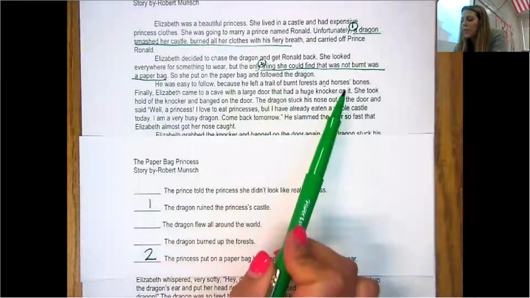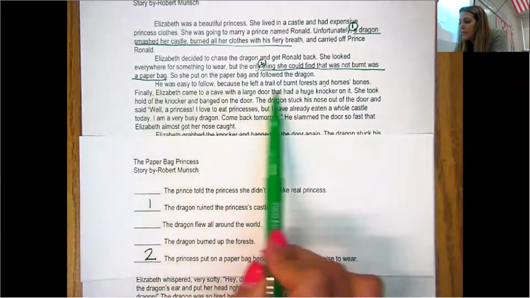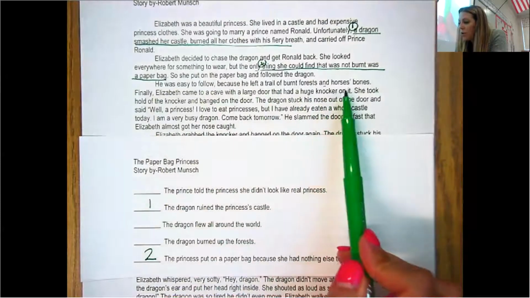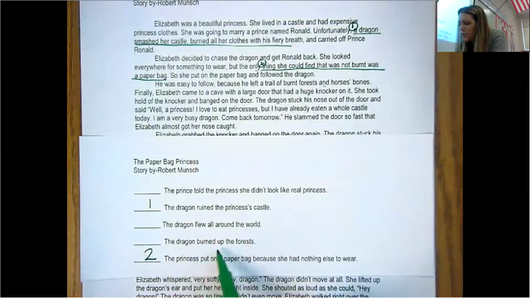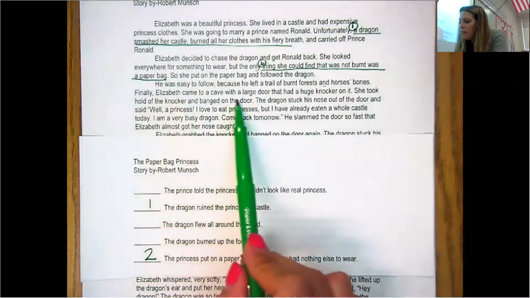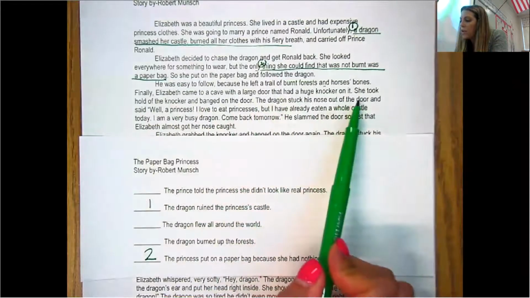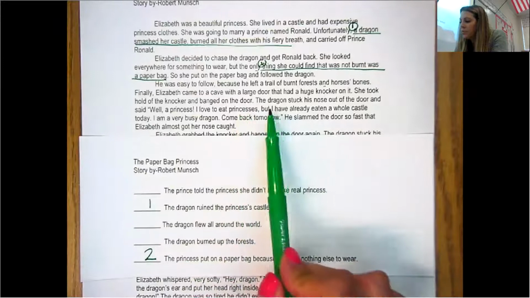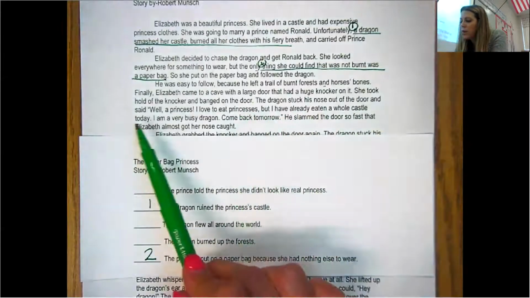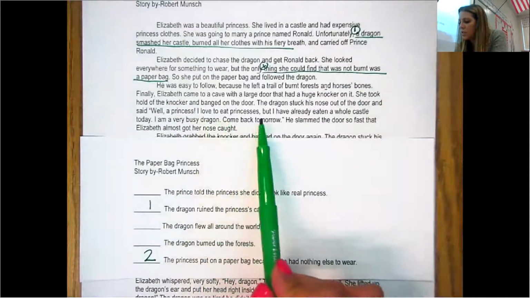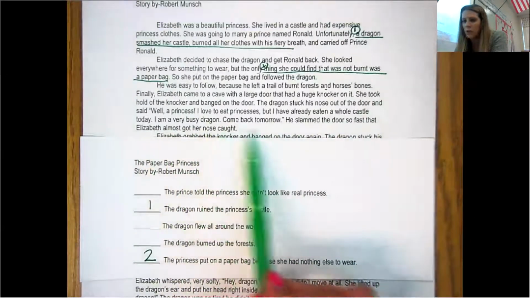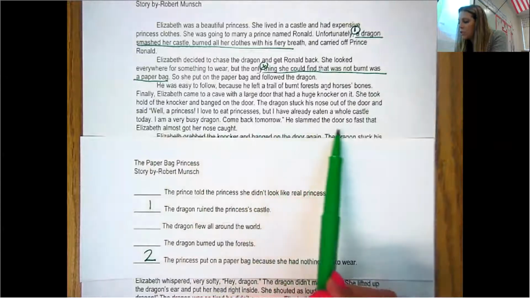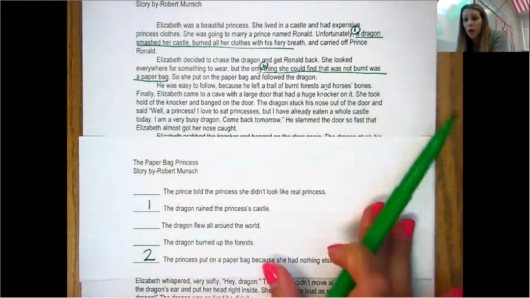So she put on the paper bag and followed the dragon. He was easy to follow because he left a trail of burnt forest and horse's bones. I'm not seeing anything. I see burned up the forest, but I don't know. I think we need to keep looking. Finally, Elizabeth came to a cave with a large door that had a huge knocker on it. She took hold of the knocker and banged on the door. The dragon stuck his nose out of the door and said, "Well, princess, I love to eat princesses, but I have already eaten a whole castle today. I am a very busy dragon. Come back tomorrow." He slammed the door so fast that Elizabeth almost got her nose caught. Anything yet?